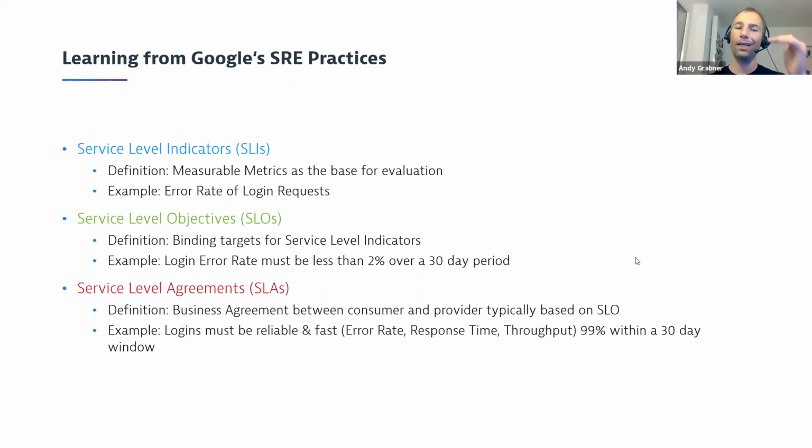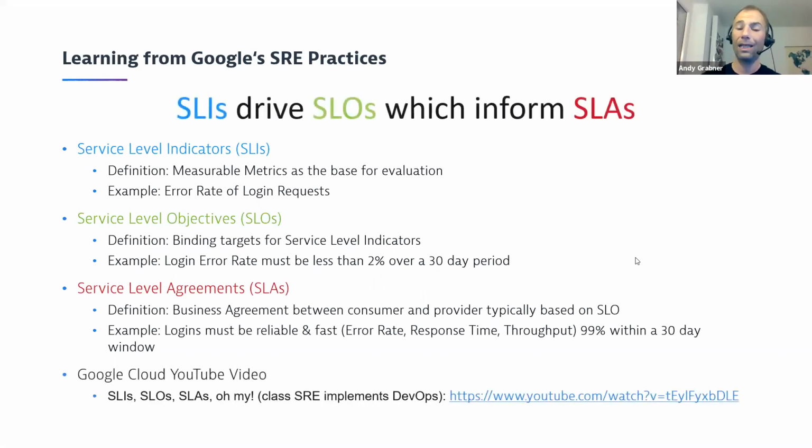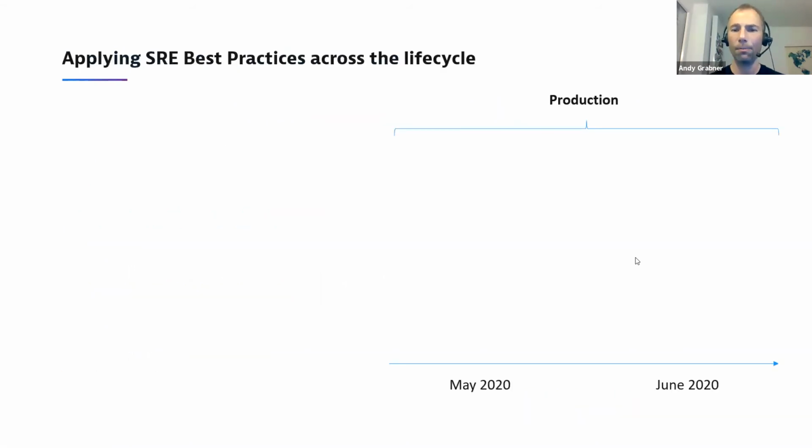So it's something very simple. SLIs are your metrics, SLOs are your objectives, and SLAs are what happens if we miss our objectives. Again, Google did a great job explaining this, and there is great video material out there, so check it out. Now why do I bring this up?